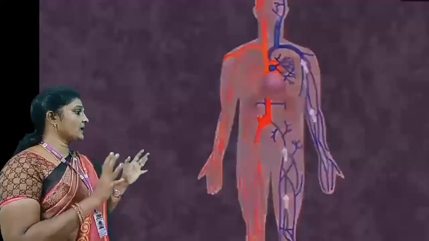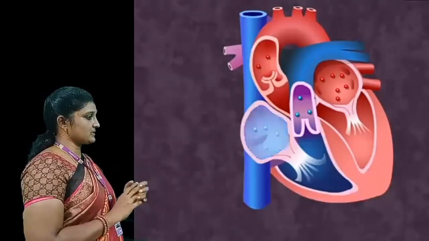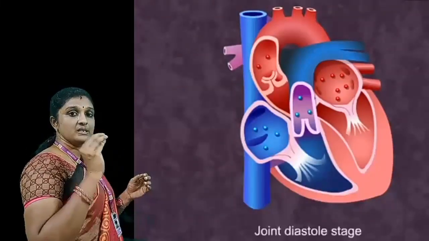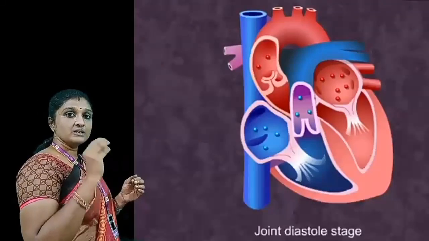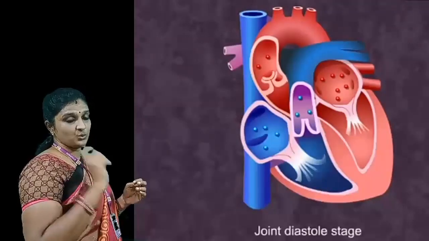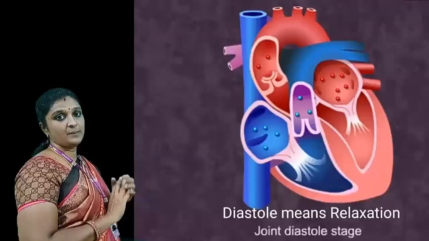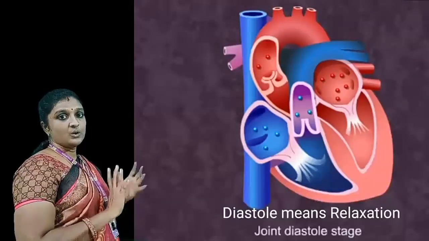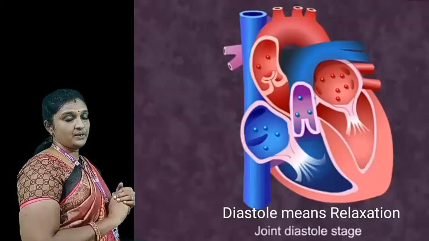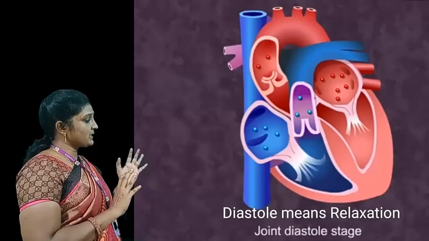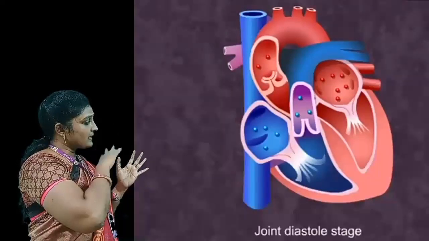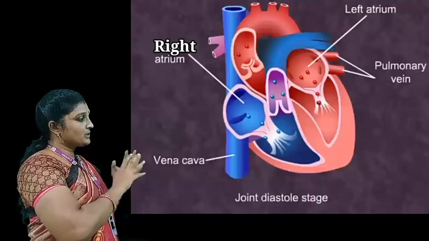Let us consider that the heart is in a relaxed state, completely relaxed. Both the auricles and ventricles are relaxed. That state is called joint diastole. So here you are learning one new word, joint diastole. Diastole means relaxation. Completely the heart is relaxed. No movement. It is the relaxed phase. That relaxed phase is called diastole. So first the joint diastole, that means the whole heart, the right side and left side auricle, and the right side ventricle and left side ventricle, are all in a relaxed state.